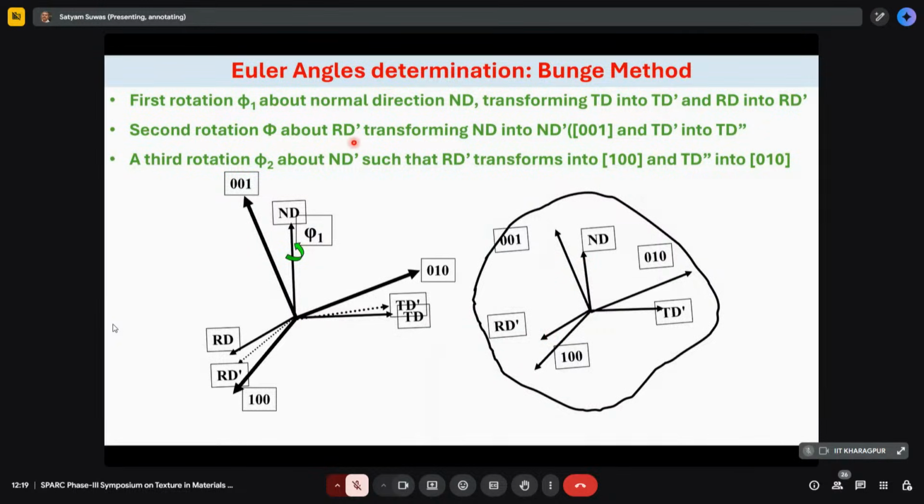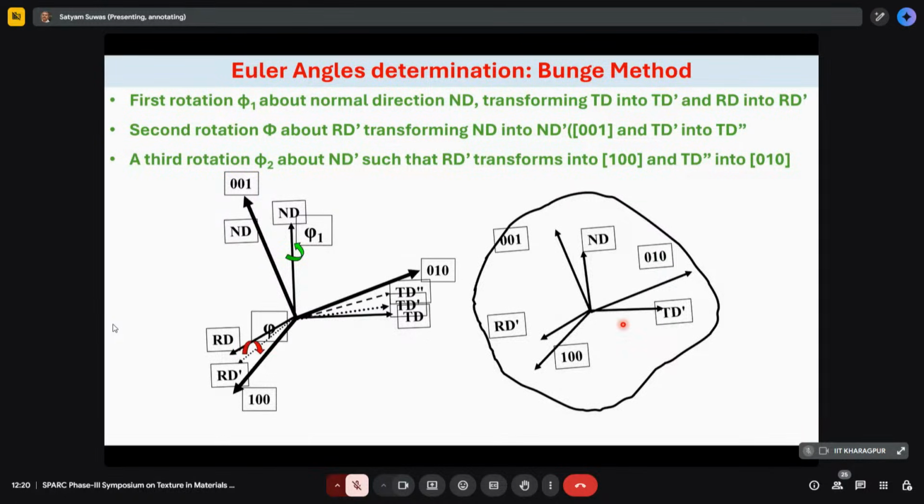Now you give a second rotation phi about RD prime, right? This is the new RD prime, second rotation, and this transforms ND into ND prime, which aligns basically with the 0, 0, 1 direction. So you can call it N prime or 0, 0, 1. And then of course, because it's a rigid frame, the other axes do not stay intact. It also rotates to a second position, because we are now focusing on aligning this with this. So TD becomes TD prime becomes TD double prime.